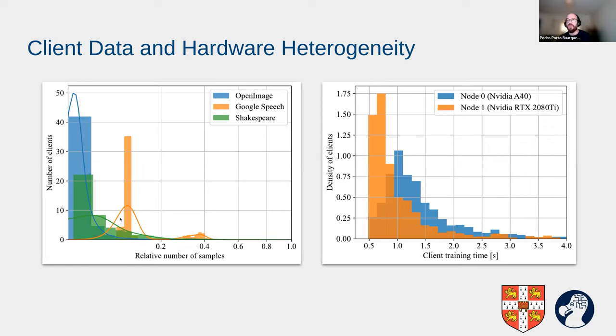On the plot on the right, what you have is the training time distribution of these clients over heterogeneous hardware. In a real research scenario, you do have nodes, but not necessarily with the same GPUs. So if you assign similar clients to different GPUs, they will train at different speeds. Okay, and you will probably end up with one GPU that's idle whilst another one is still working, just because it's slightly slower.